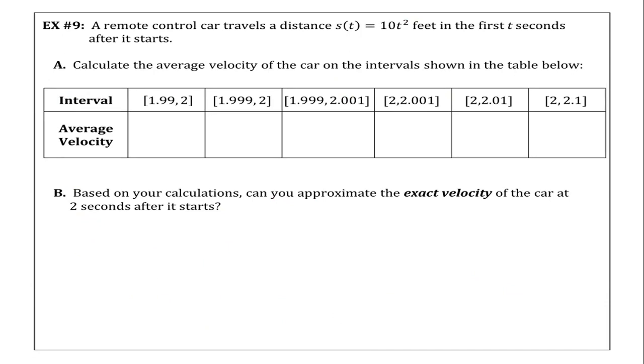All right, here we go. A remote control car travels at a distance of S of t equals 10t squared feet in first t seconds after it starts. Calculate the average velocity of the car on the intervals shown in the table below, okay? I actually want you to use a calculator for this, so you can use your calculator. Sure, you can use your calculator on your computer, or you can use this.